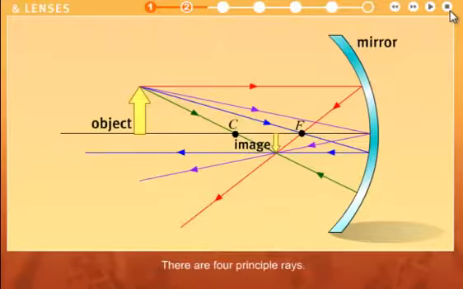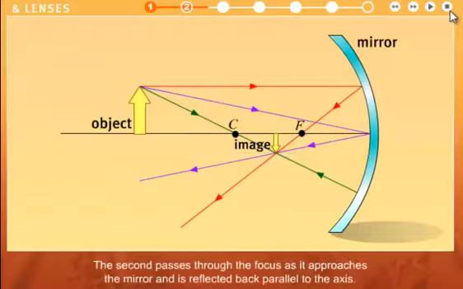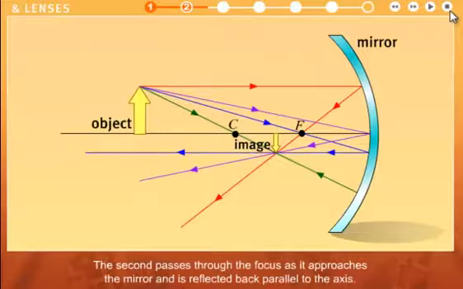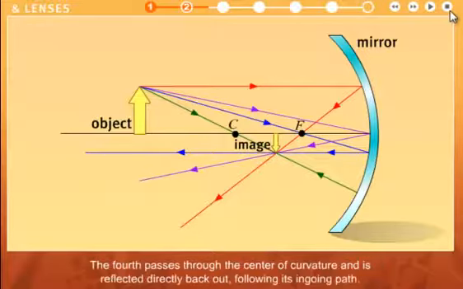There are four principal rays. The first ray is parallel to the axis as it approaches the mirror and is reflected back through the focus. The second passes through the focus as it approaches the mirror and is reflected back parallel to the axis. The third ray strikes the center of the mirror and is reflected back in accordance with the law of reflection. The fourth passes through the center of curvature and is reflected directly back out, following its ingoing path.